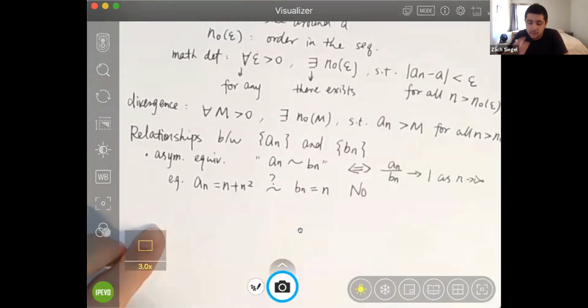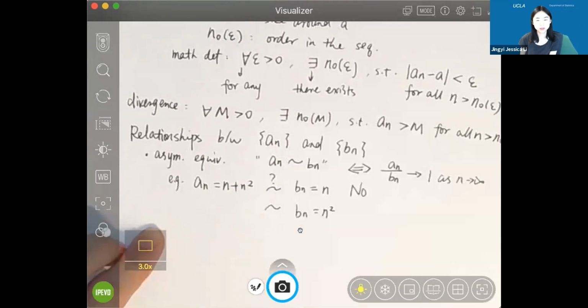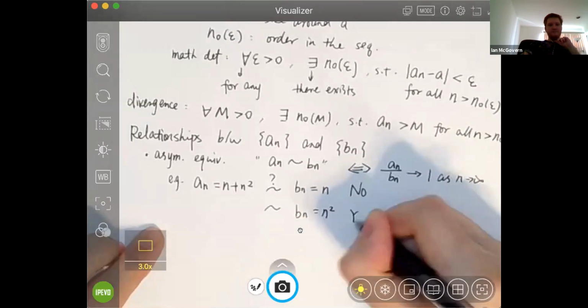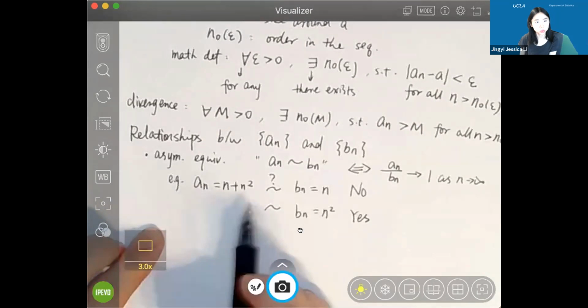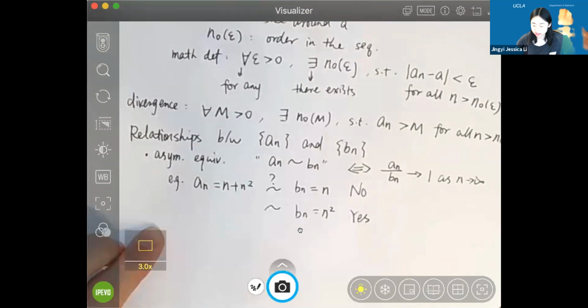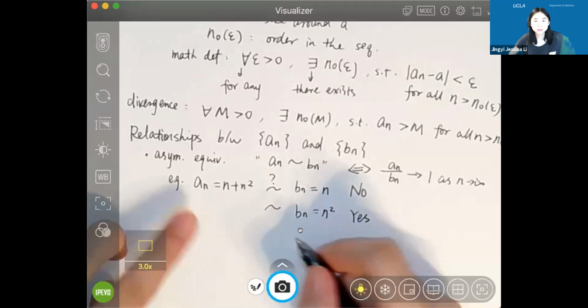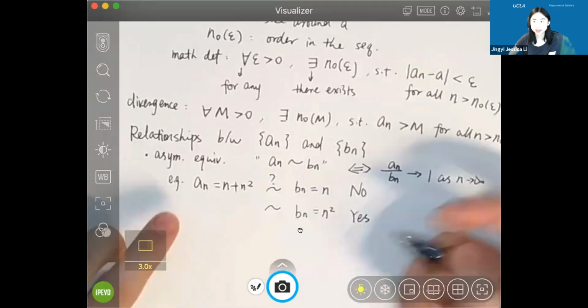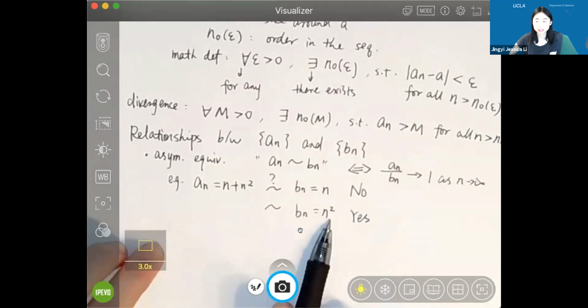How about this? If I change b_n to n squared, will your answer change? Ian, you're nodding your head, so you think it's yes. Correct, a_n over b_n will converge to 1. Exactly. So if these are increasing sequences with n, the intuition here is that if a_n and b_n are both increasing, we look for their dominant term and see if the dominant term is of the same order. Here the dominant term is n squared, and here it's n squared. They are of the same order.